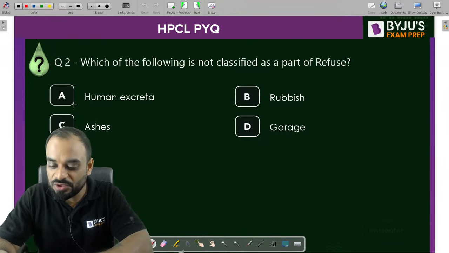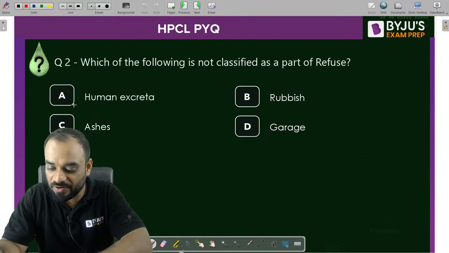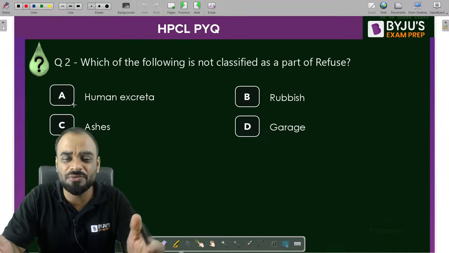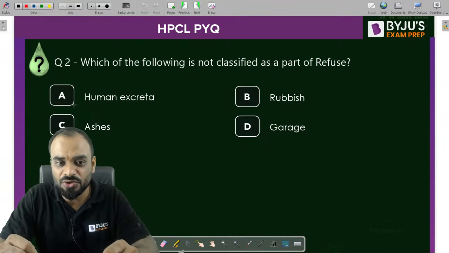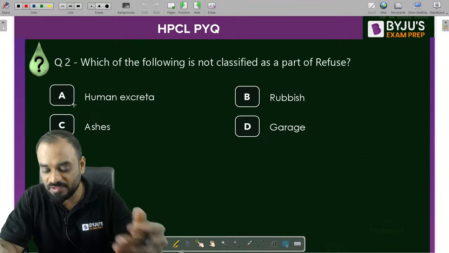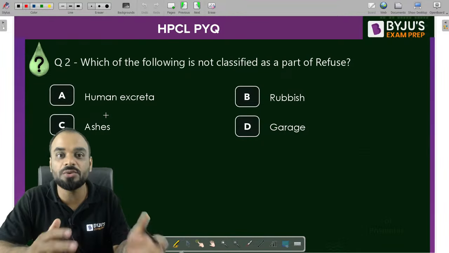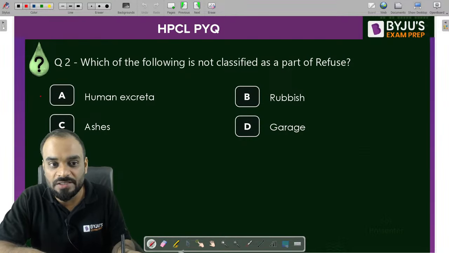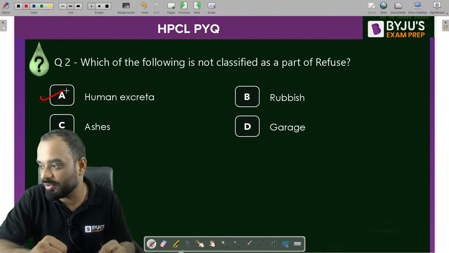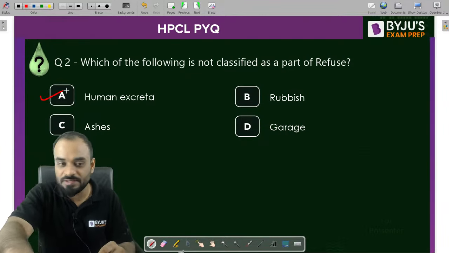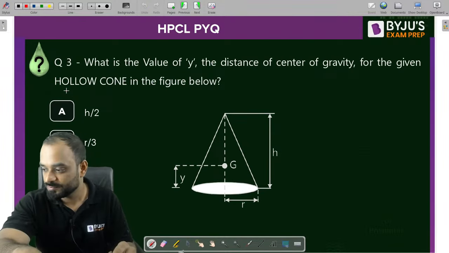Tell me guys, which of the following is not classified as a part of refuse? You know that refuse means your solid waste basically. So human excreta is not a solid waste. Yes, because human excreta or human waste goes into the sewage part. So that's why guys, A is the correct answer for the problem. Okay, very nice Afrid, very nice Santu.